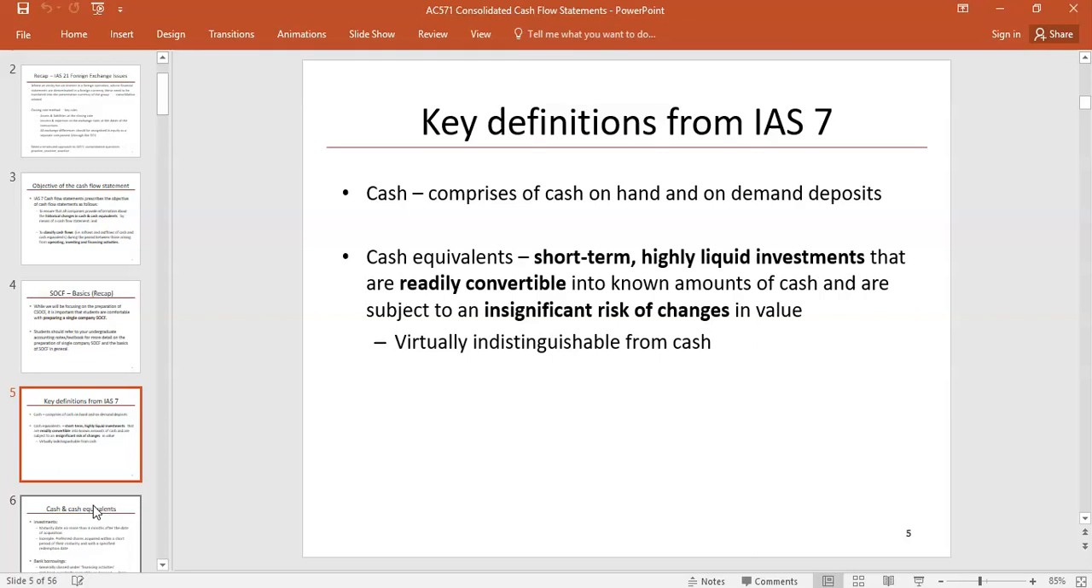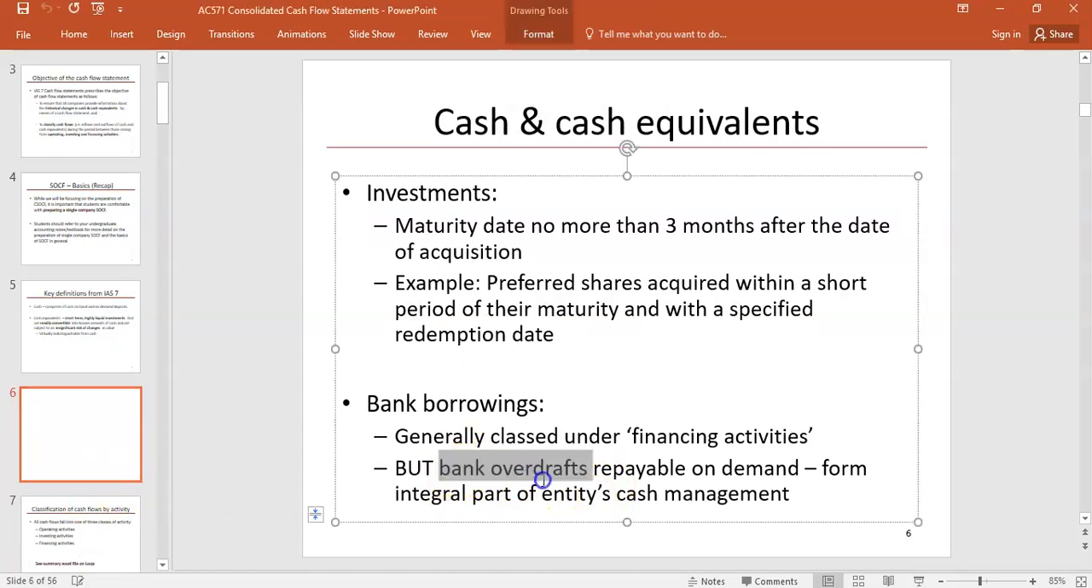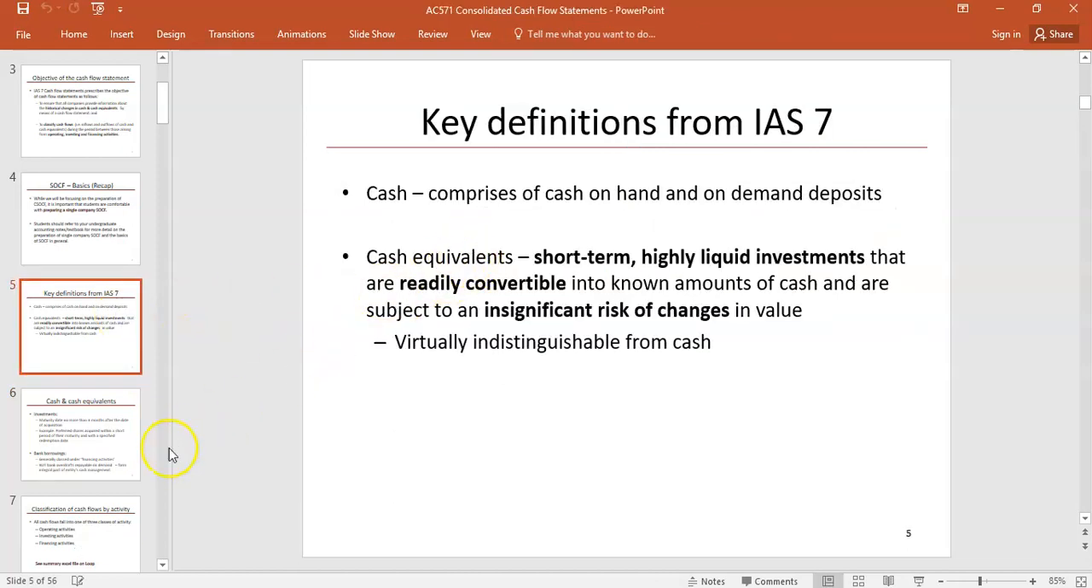One to note there is a bank overdraft will always be a cash equivalent. So bank overdrafts are always cash equivalents. You'll net them off against any cash, and investments will only be deemed to be cash equivalents when the maturity date is less than 3 months. After that, it goes into just an investment decision, like you look at property, plant and equipment or any other type of asset. That's just the basics looking at your cash and cash equivalents.